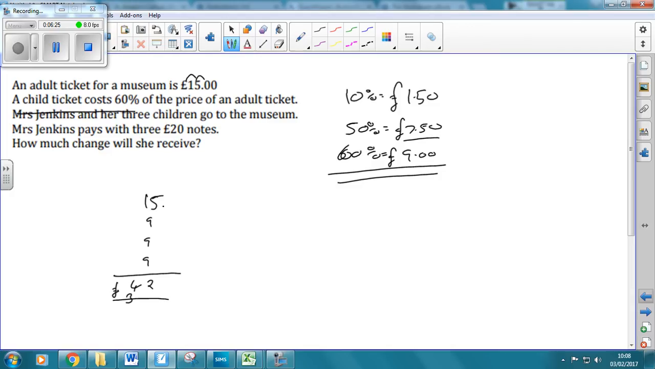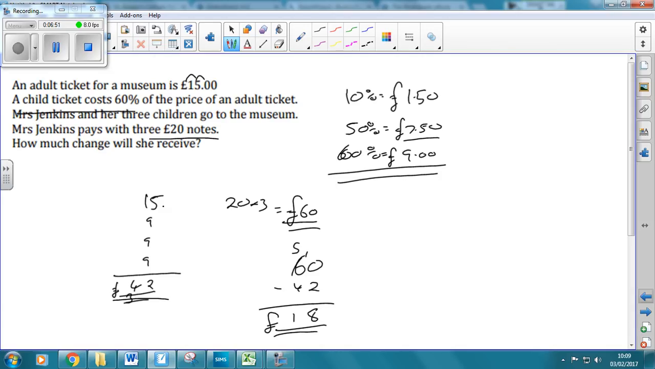Now Mrs. Jenkins pays with 3 £20 notes. So it's going to be 20 times by 3, so that's going to be £60. So if the cost is £60 and the price is £42, then the change is going to be the difference between 60 and 42. So that's going to be 5 carried over the 1. 10 take away 2 is 8. 5 take away 4 is 1. So the change she gets, which is the question, how much change will she receive? The change is going to be £18.